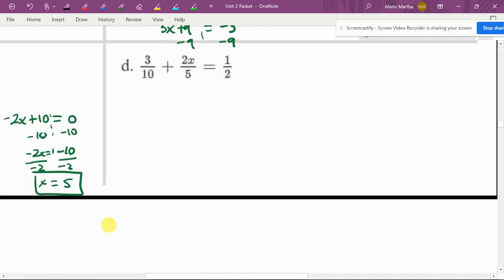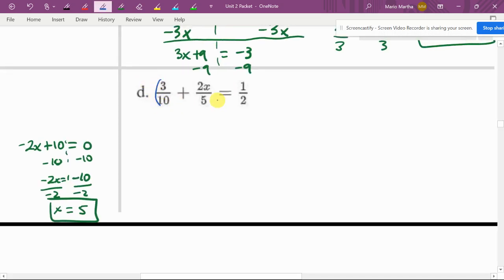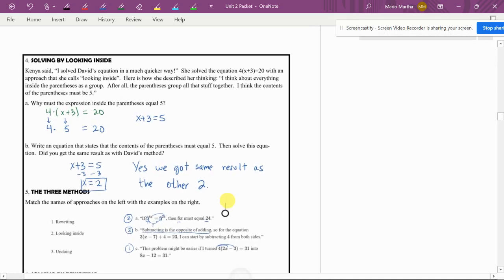And then for problem D, what you should be trying there would be, essentially, if you notice, we have 3/10 + 2x/5 = 1/2. What we want to try here is to get rid of the denominators. Usually what I want you to try first is to multiply everything by the biggest denominator. In this case, the biggest denominator is 10. So I'm going to multiply everything by 10.